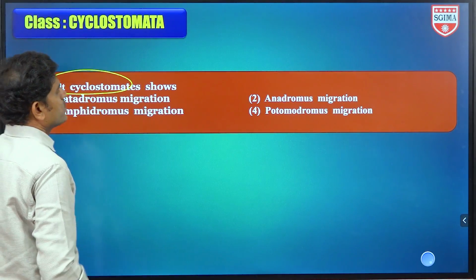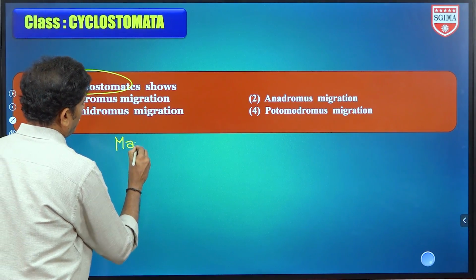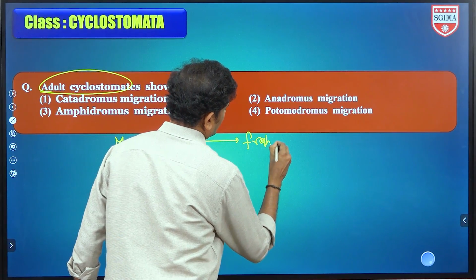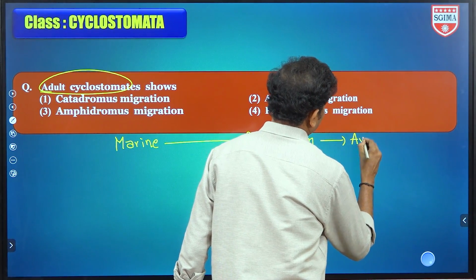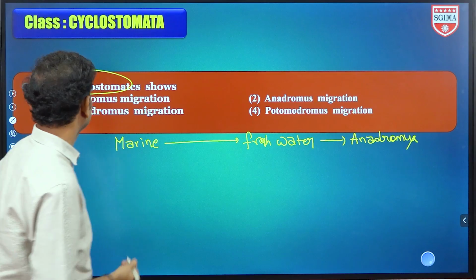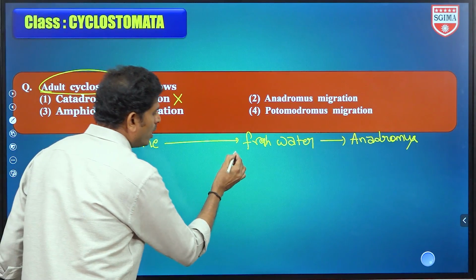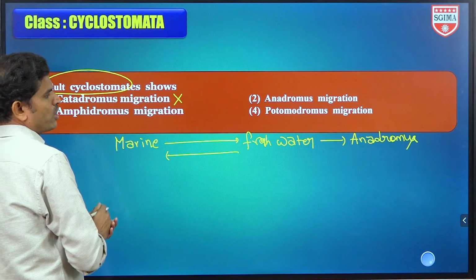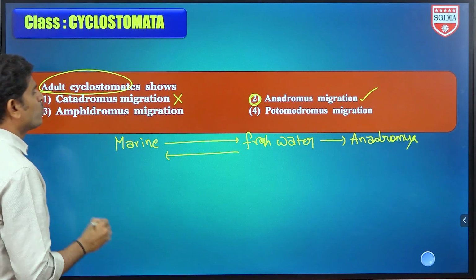Adult cyclostomates are going to migrate from marine habitat to freshwater habitat. They come to freshwater. This type of migration is known as anadromous. Here they mentioned catadromous migration, which is the wrong option, because in catadromous migration forms migrate from freshwater to marine water. Here it is anadromous migration. This is the correct option.